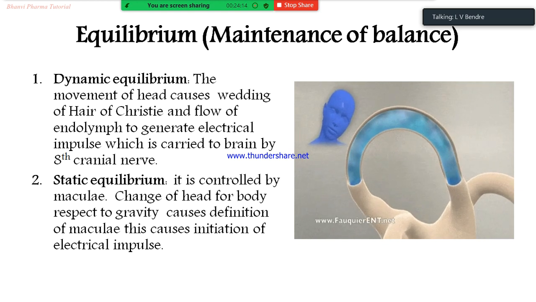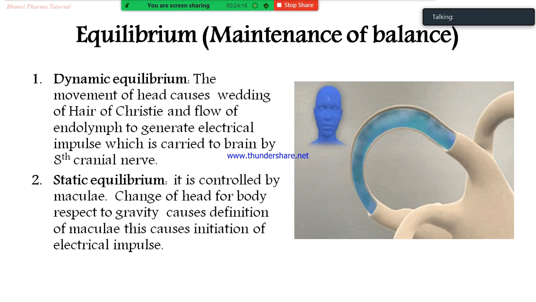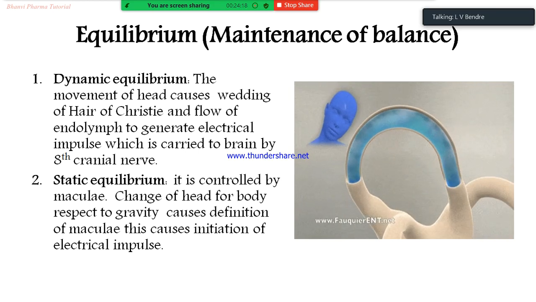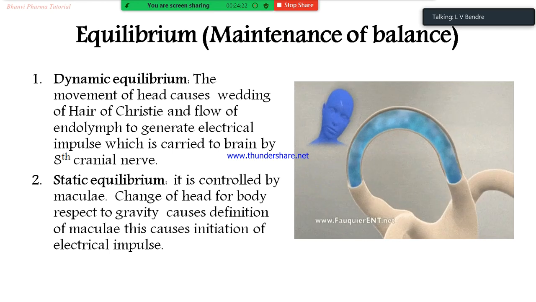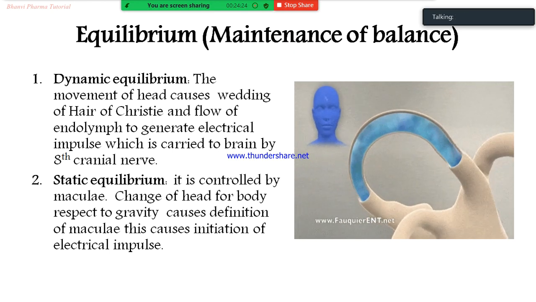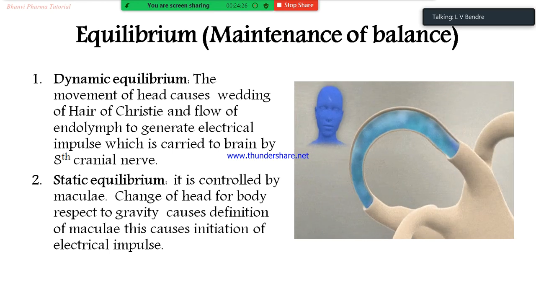These are the two important types of equilibrium, or maintenance of balance. These balances maintain the body. This is important.